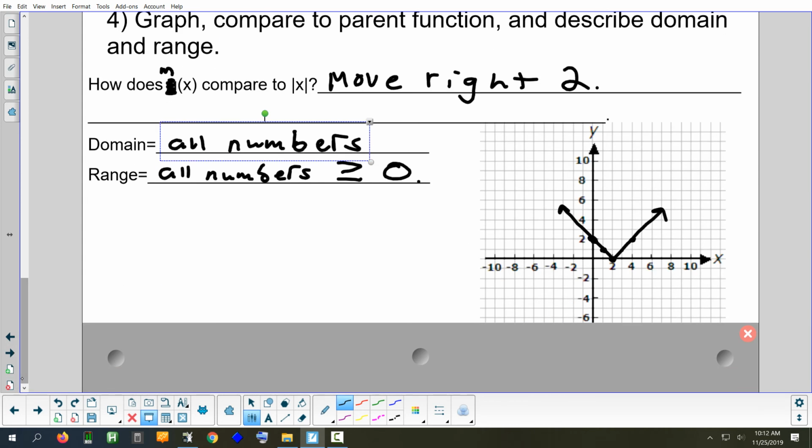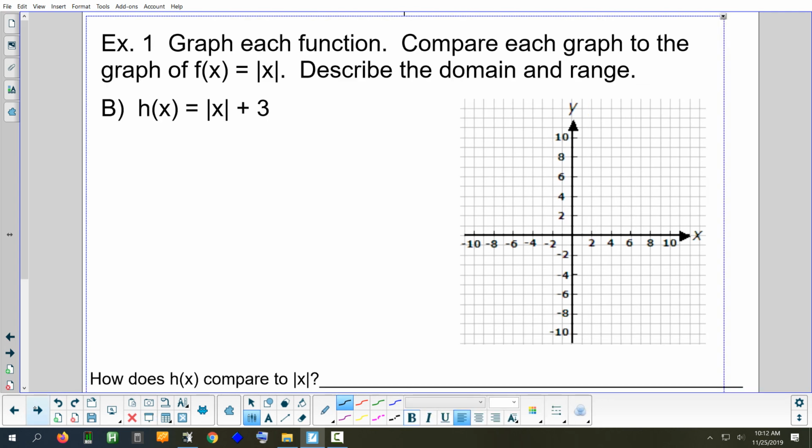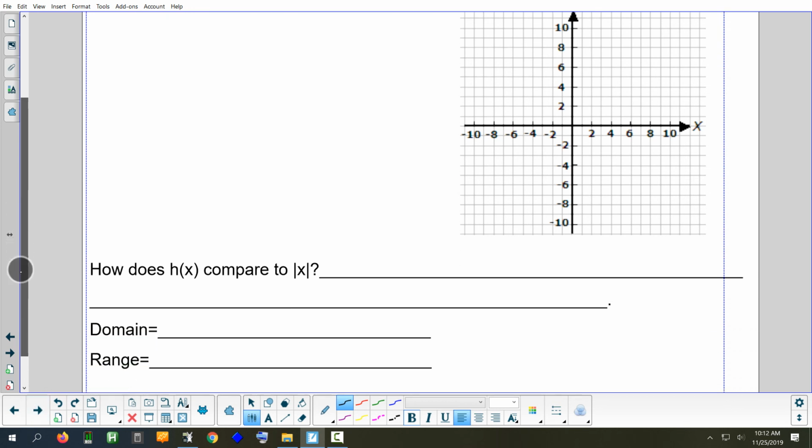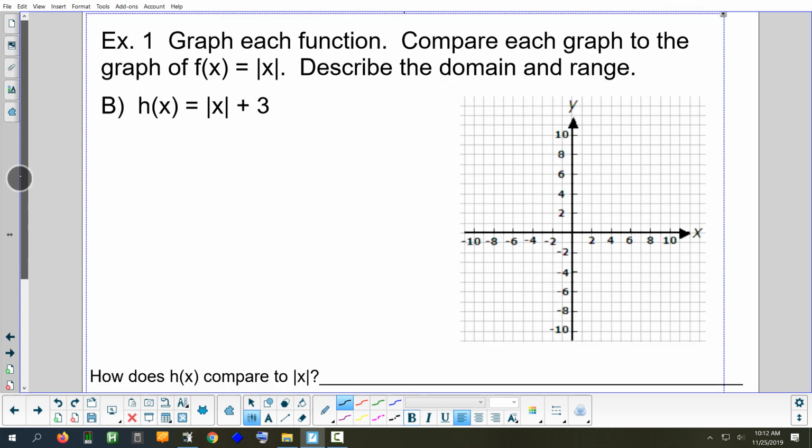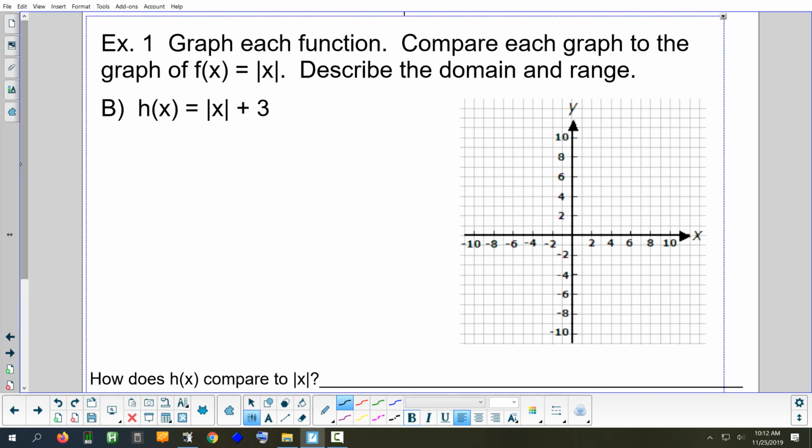Let's take a look at this one. The one we just did, I'm going to call that example 1A. So this is 1B. Okay. So you've got 3 lines, just like we did in the last one. Compare, domain, range. Easiest thing to do first is draw a picture. Because at least if you get the picture, then you can see.